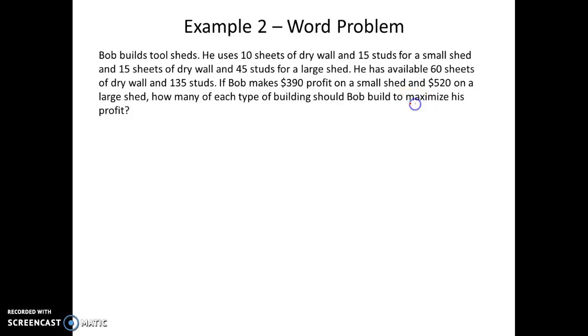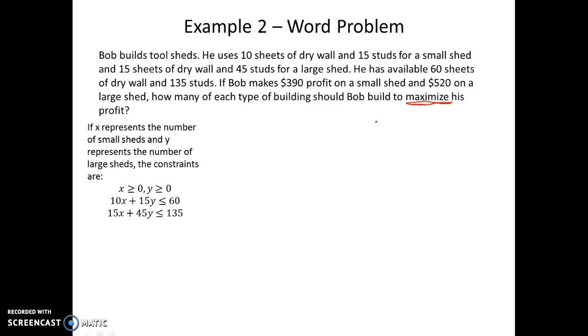So something to think about as we are maximizing his profit. One technique that I would use for this is I would set up all my important information in a table of values. I'm not going to do that here, but that is one technique to organize yourself. So put your small shed information in one column, your large shed information in another column, and your total in another column. Make lines for your drywall and your studs and your cost. And then you've got everything set up.